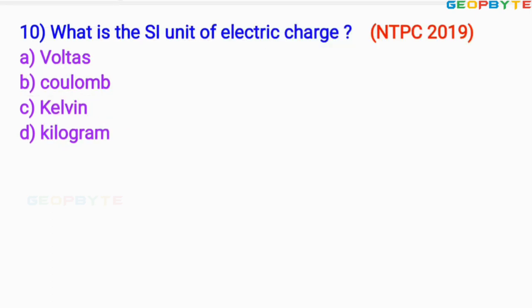Look at the problem. It was asked in 2019 for NTPC. What is the SI unit of electric charge? The SI unit of electric charge is Coulomb. Therefore, option B is absolutely correct. Let's go for the next problem.